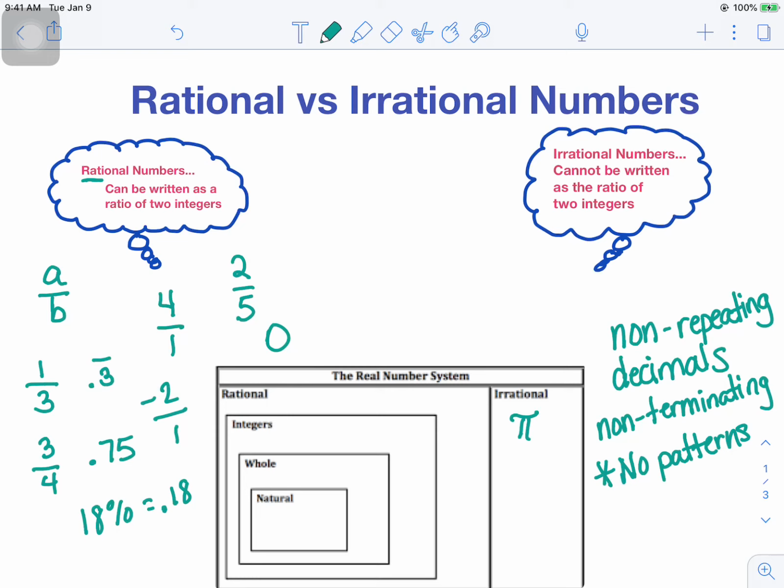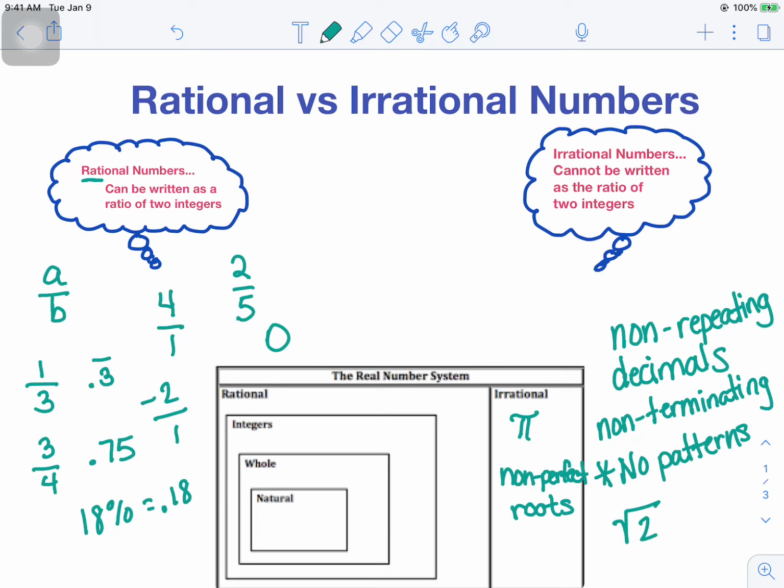Other numbers that we might see are non-perfect roots. And we'll get into perfect squares and cube roots, but non-perfect roots are also irrational. So if we have something like the square root of 2, that's a non-perfect square. It's a non-perfect root. That would be irrational.